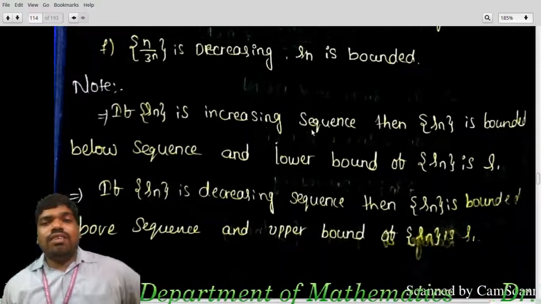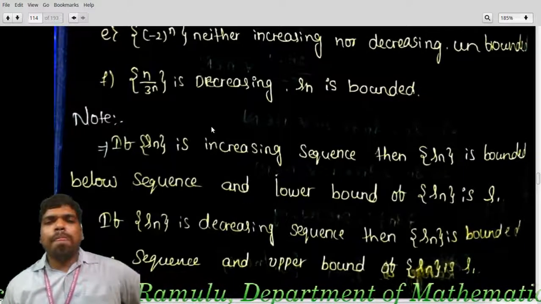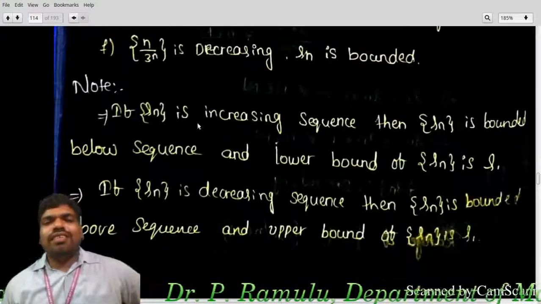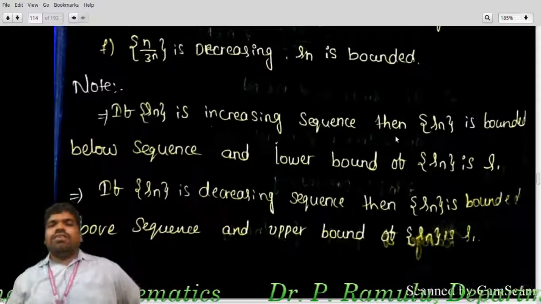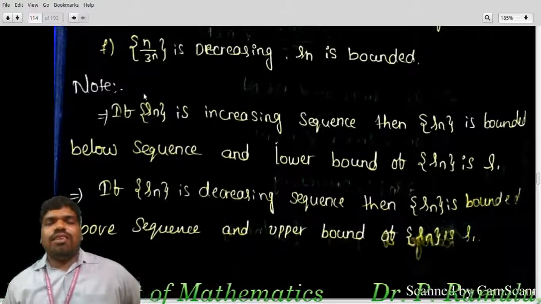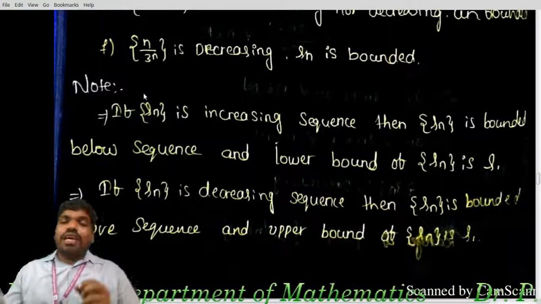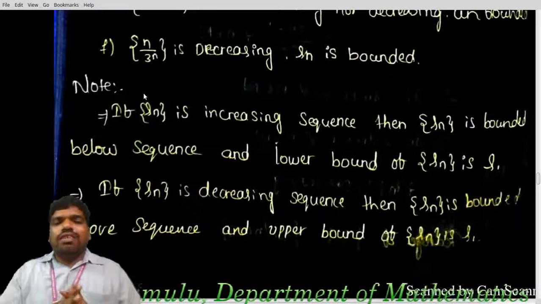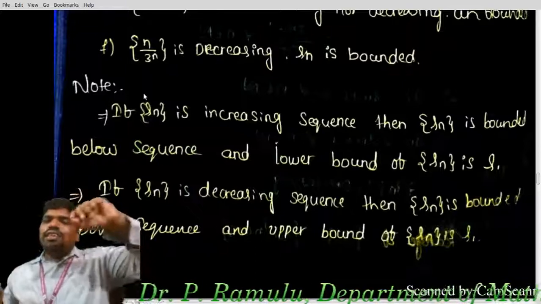If Sn is an increasing sequence, then Sn is a bounded below sequence, and the lower bound of Sn is S1. If Sn is a decreasing sequence, then Sn is a bounded above sequence.